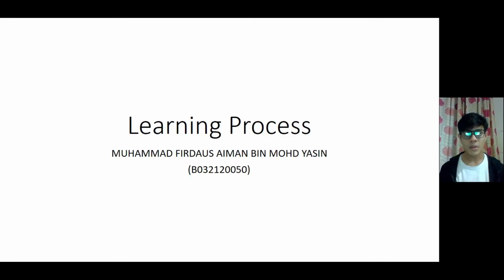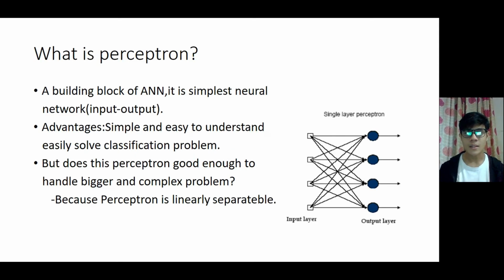So today I'll be explaining about the learning process in our project. Our project title is about a two-layer neural network for iris classification. So we are going to use a perceptron, but first we need to understand what perceptron means. Perceptron is a building block of ANN. It is the simplest neural network where you have only input and output. There's no hidden layer, just the input layer and the output layer, like this one.